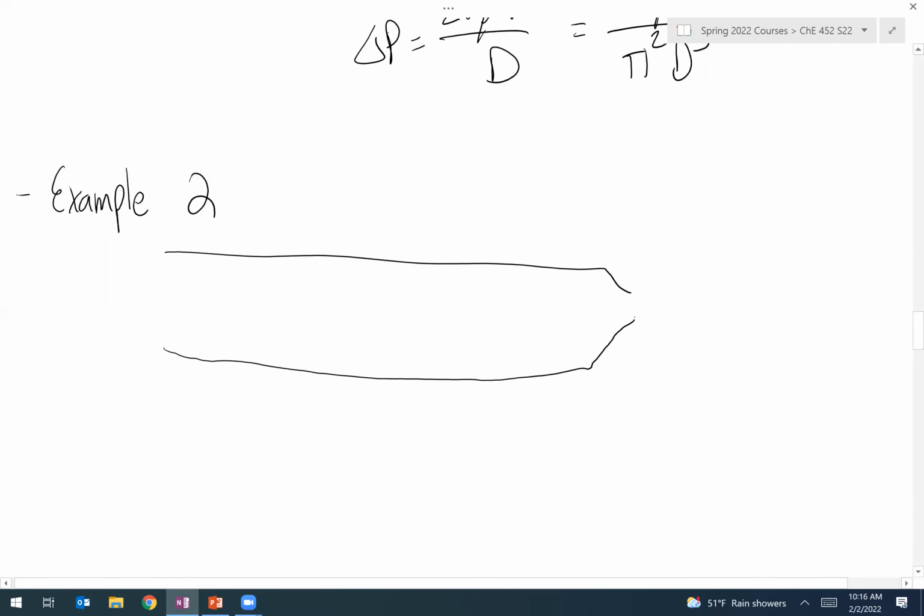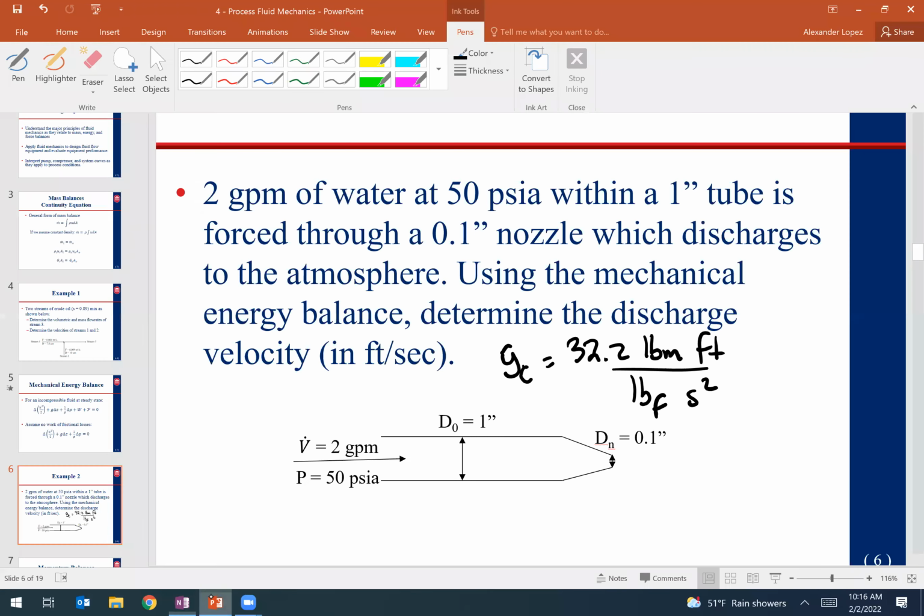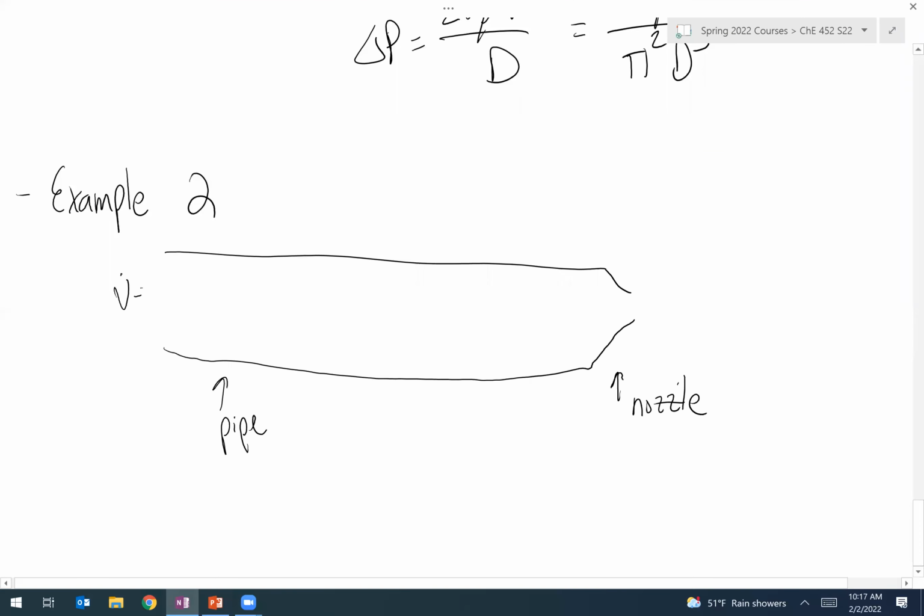So, like any good engineer, I always like to draw the problem. This is a nozzle. This is a pipe. The flow rate is 2 gallons per minute. Pipe diameter is 1 inch. Nozzle, 1/10 of an inch. And the pressure initially is at 50 psi.